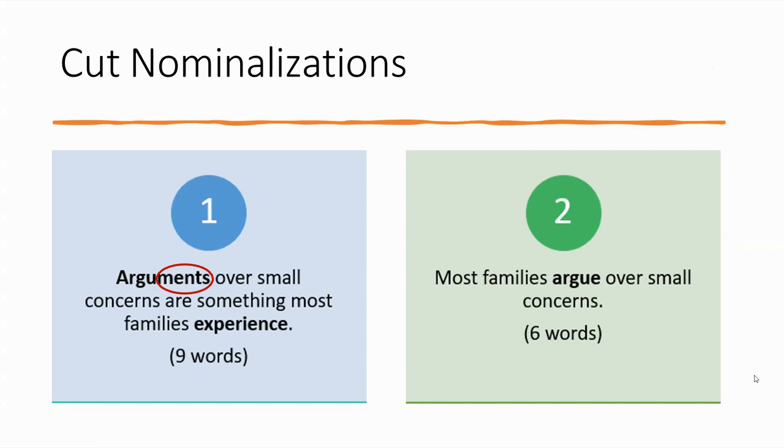Here's a couple examples for you. The statement was written as: arguments over small concerns are something most families experience. That's 9 words. Argue with the suffix -ment at the end made it into a nominalization. Let's flip that. Most families argue over small concerns. You've reduced from 9 words to 6.